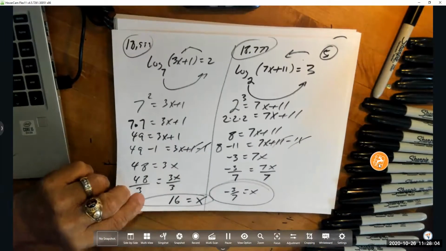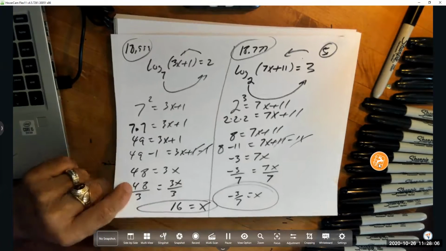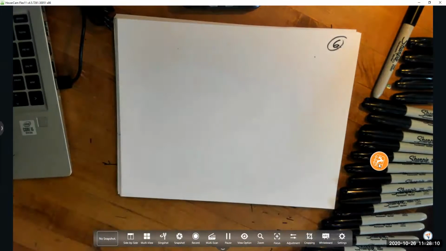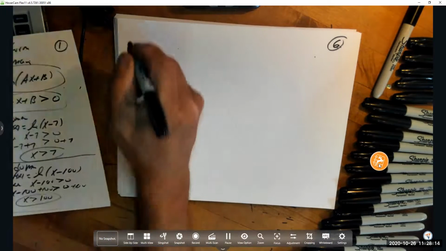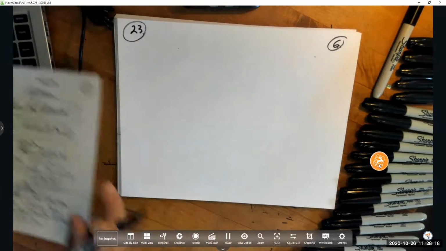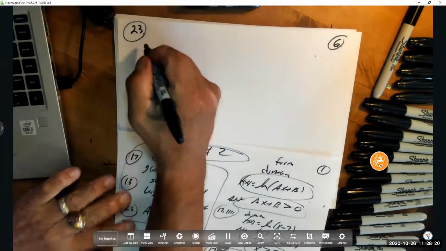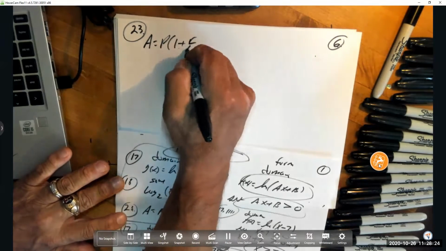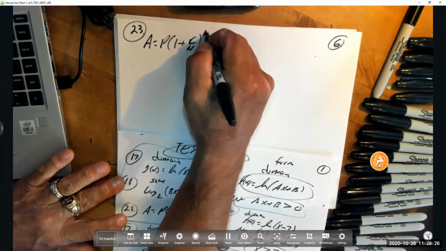All right, so number 17, 18, you can do those, right? Let me go to number 23. Let me do 23. Let me copy it down. It says A equals P times 1 plus R over N to the NT.